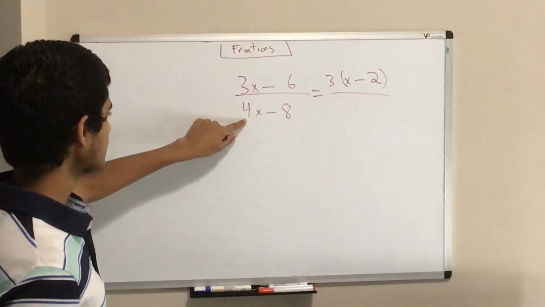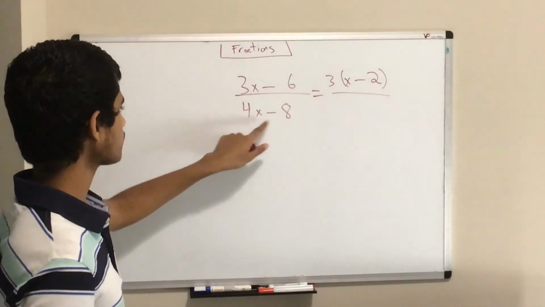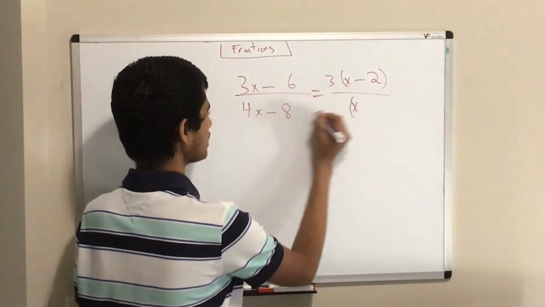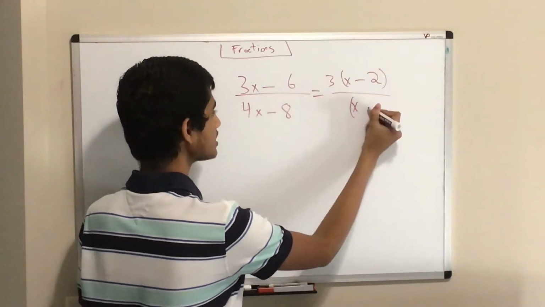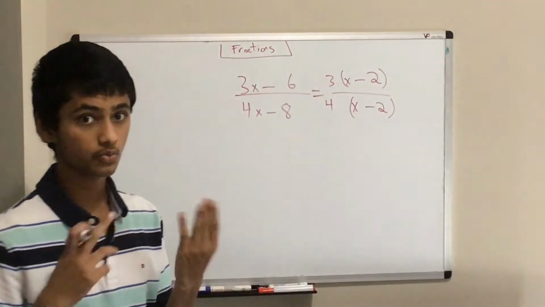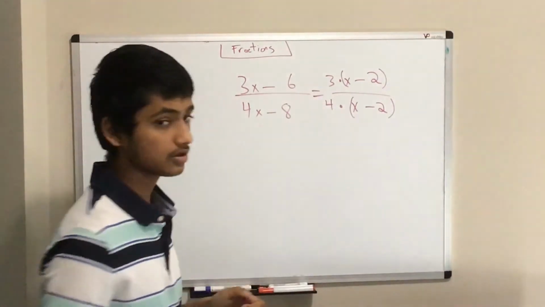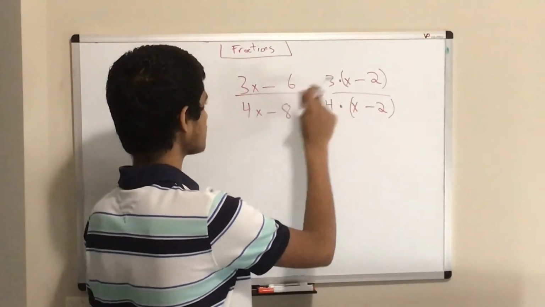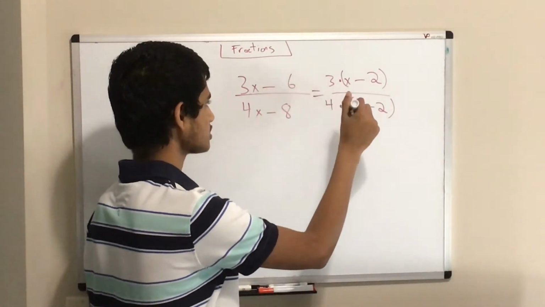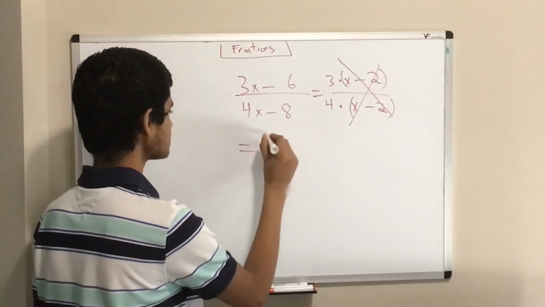What we do here is we divide both terms by 4, because 4 is the greatest common divisor of both of these terms over here. So 4x divided by 4 is simply just x, and 8 divided by 4 is simply just 2. So it's going to be 4 times x minus 2. And we notice something here, that the x minus 2 and the x minus 2 here are common. That means they're in both the numerator and the denominator. And since these are multiplying, the 3 and the 4, we can just simply cancel this out. And thus, our final answer for this is going to be 3/4.